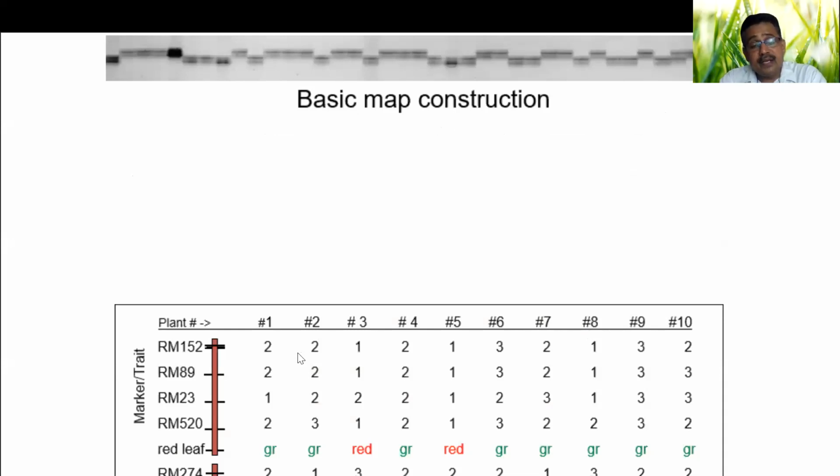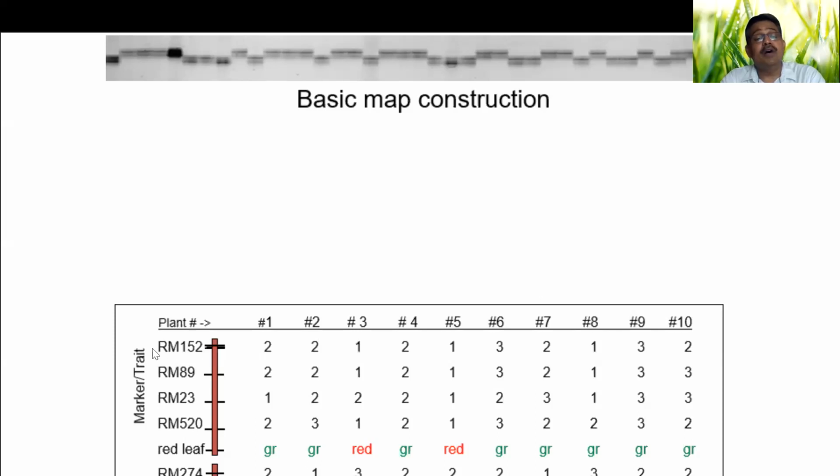Each marker, people try to score based on the allele pattern observed in the progenies and the parents. For example, 1 and 2 are parent 1 and parent 2, and 3 is the heterozygous type. Since you are using an F2 population, you will get 3 as heterozygote. If you go for a RIL population, you never get the heterozygote. Most of them are 1 and 2. So in a RIL population, you can use any kind of marker.